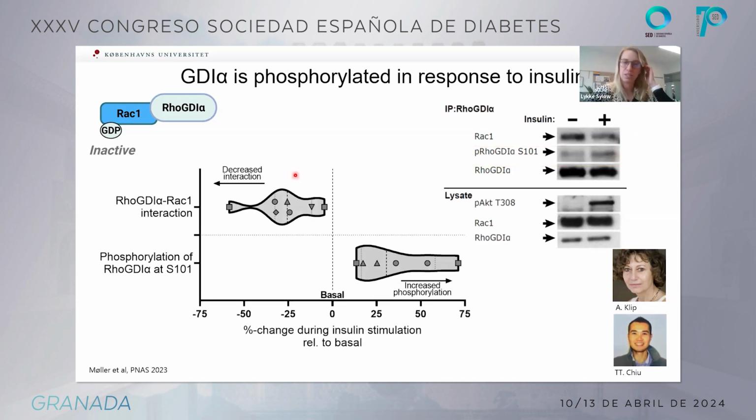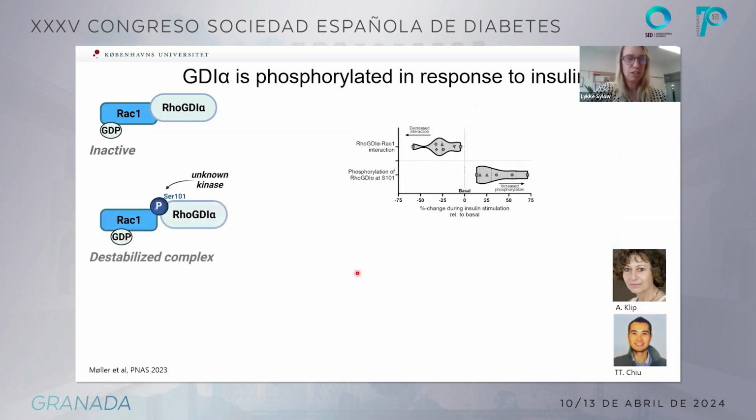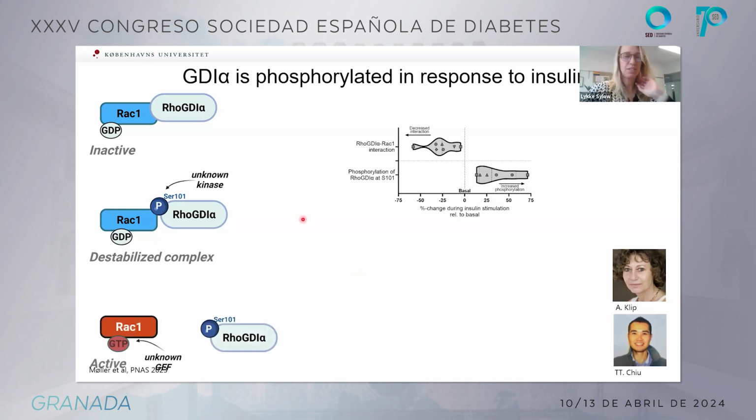So if we quantified all of the experiments we did, we could see that with insulin, there was really a decline in the GDI alpha RAC1 interaction, and that coincided with an increased phosphorylation of Rho GDI alpha at the serine 101 site. So we now, knowing this, really wanted to test if this holds true, if GDI really actively inhibits RAC1. And the working hypothesis was that GDI alpha, when phosphorylated, would then destabilize the complex, and thereby RAC1 could be activated by unknown mechanisms in response to insulin.